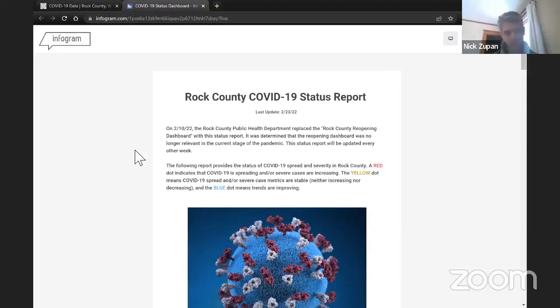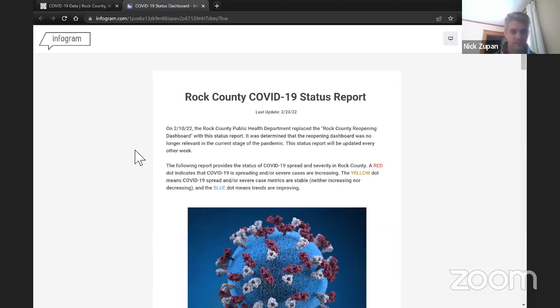And at this point in the current phase of the pandemic, or the stage that we're in, we have decided to transition away from updating that Rock County reopening dashboard and take a look more at a general status report, using some of the key metrics and maybe some of the data points that may be an early indicator before the case rates increase or the hospitalization rates increase or decrease. So that's what we're trying to include in this report, and just give you a sense of if things are moving in the wrong direction, which would be indicated with that red dot, or things are moving in the right direction, which is now indicated with a blue dot.